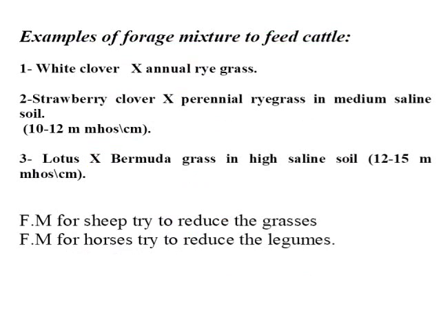Now there are certain examples of forage mixtures to feed cattle. White clover with annual ryegrass, strawberry clover with perennial ryegrass in medium saline soil, and lotus with Bermuda grass if the soil is saline. Now, forage mixtures for sheep try to reduce the grasses. Forage mixtures for horses try to reduce the legumes. Here are some pictures.